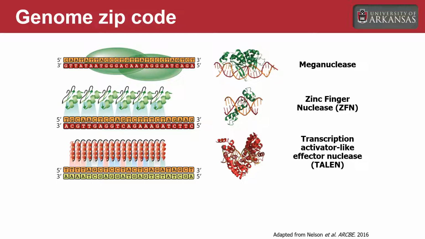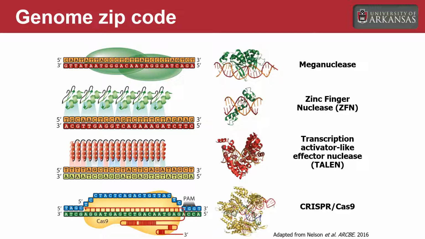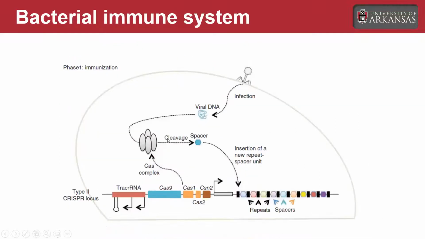But TALENs would probably be used a lot more commonly if it weren't for CRISPR, described the next year, which sort of made gene editing so much easier, democratized the field of gene editing, and made this research field explode. So we'll talk about CRISPR. Now, what is CRISPR? Where did CRISPR come from?